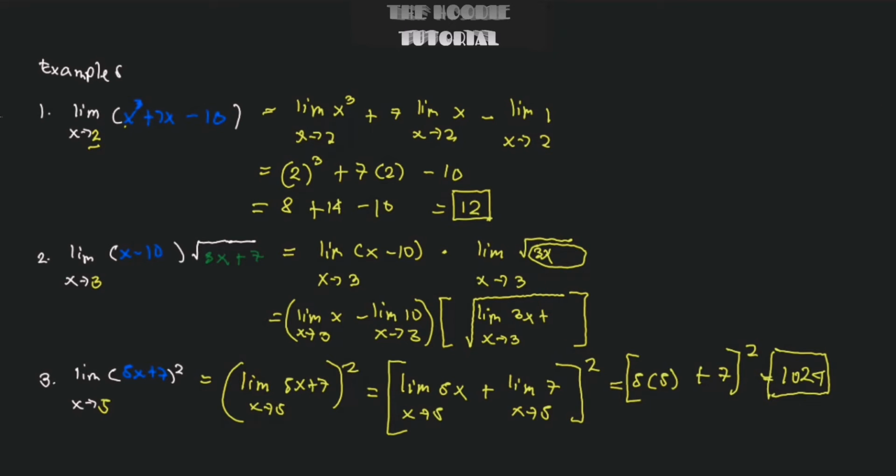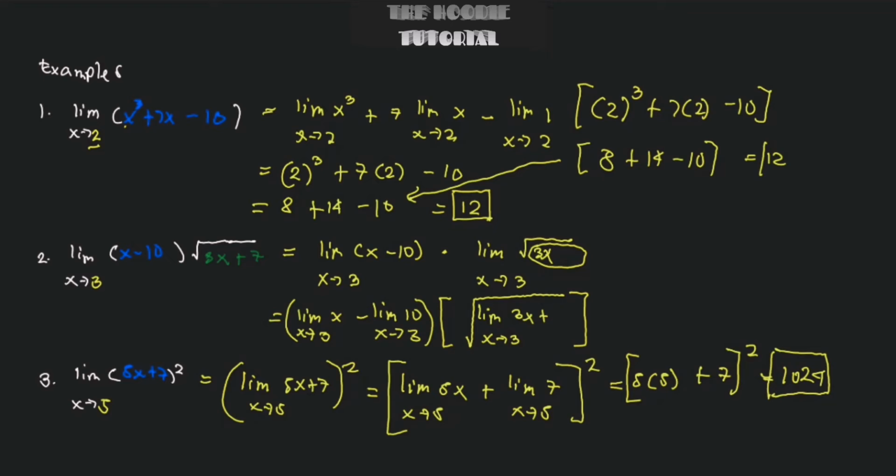So let's use that solution in item number 1. The limit of the function x cubed plus 7x minus 10 as x approaches 2. When we directly substitute, we are going to have 2 cubed, plus 7 times the value of x, which is 2, and then minus 10. So we are going to have 8 plus 14 minus 10, which is equal to 12. So that would be the alternate solution for item number 1.